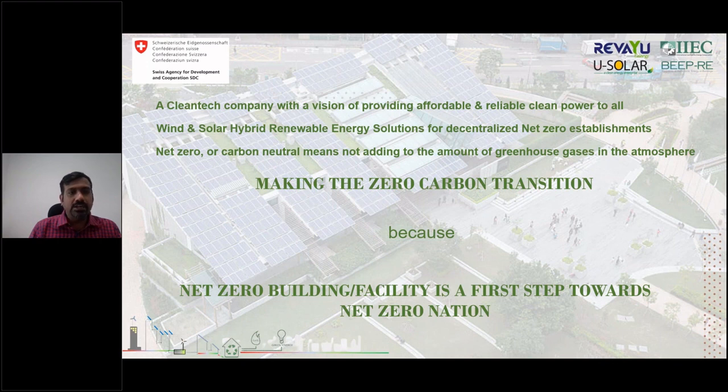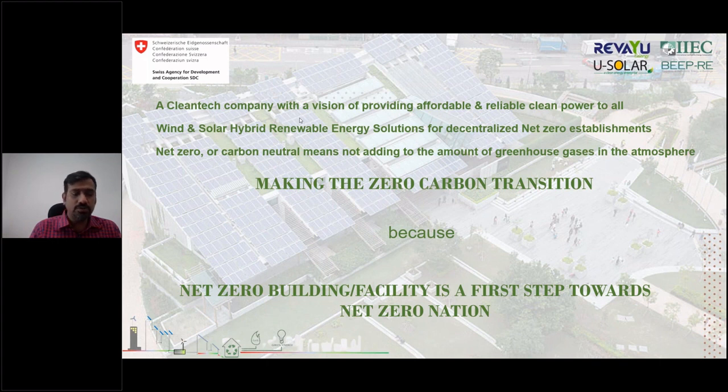So Revayu is a clean tech company with a vision of providing affordable and reliable clean power to all. Reliable is a very important word over here, because wind alone or solar alone could be intermittent in nature, and might not be a reliable source of power, especially where there are grid issues. So wind and solar hybrid renewable energy solutions for decentralized net zero establishments.